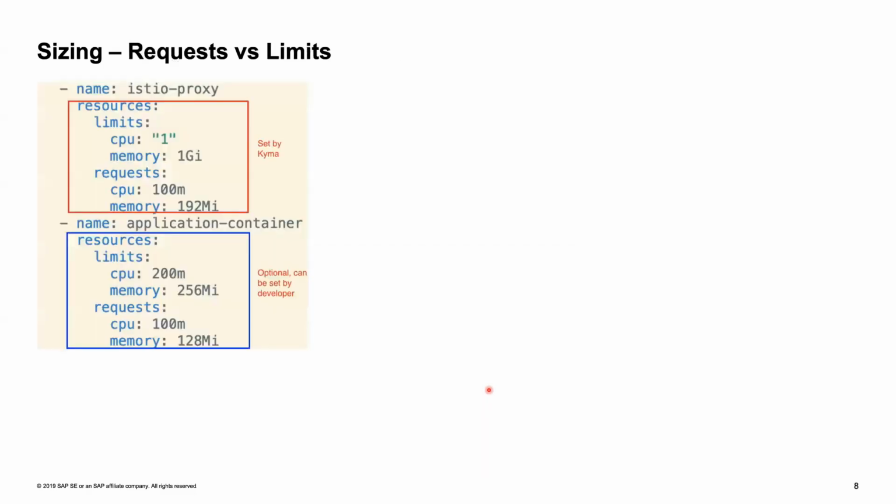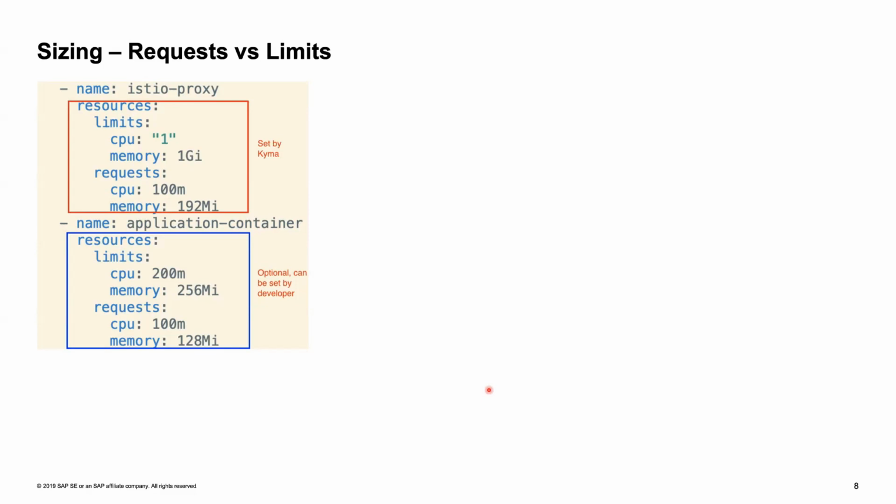Just talking a bit about the requests and the limits, here is one example application that I'm looking at. I can see that I have set my request to 100m, which is 0.1 CPU, and a memory of 128 megabytes, and then the limits up to 0.2 CPU and a memory of 256 megabytes. That's something that I set. And apart from that, there is something that we set for the Istio proxy sidecar that is running along with your container. For that, by default, Kyma is setting up a CPU request of 0.1 CPU, or 100m, and a memory of 192 megabytes. But the limits can be up to 1 CPU and 1 GB. So this is set by Kyma.